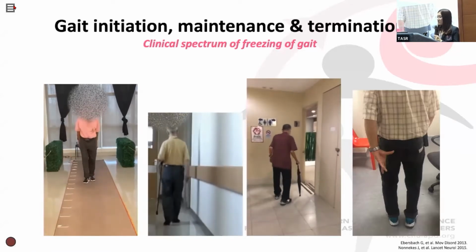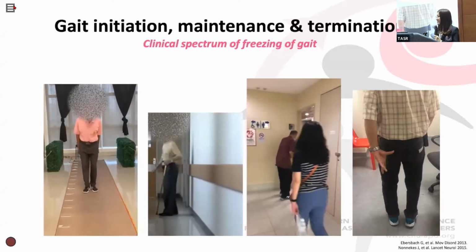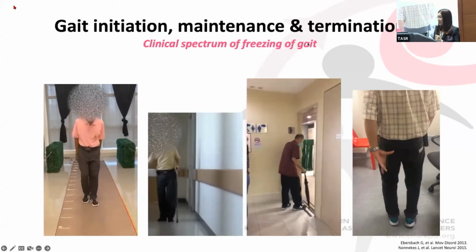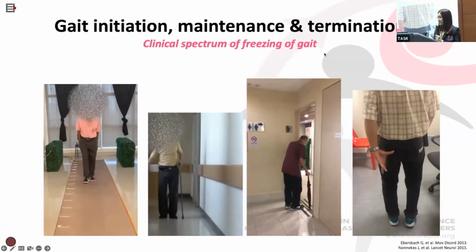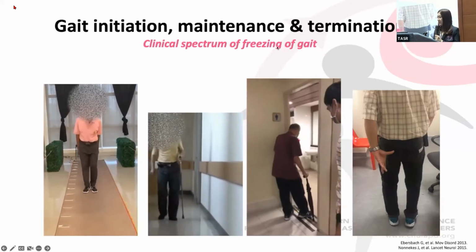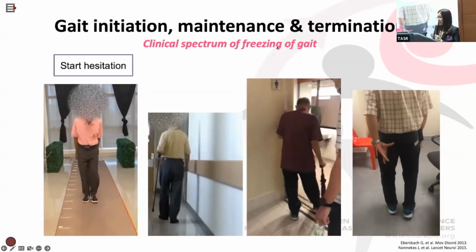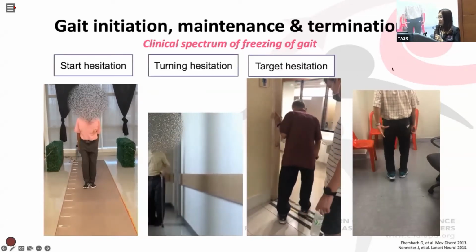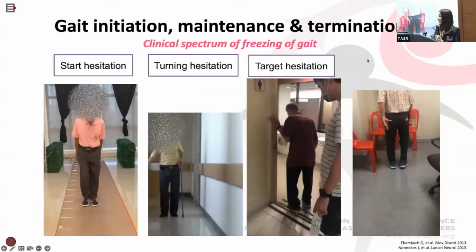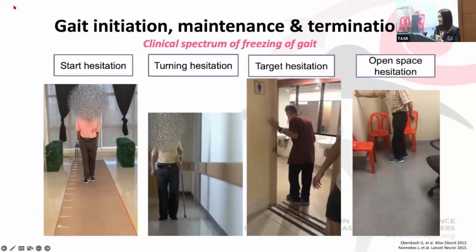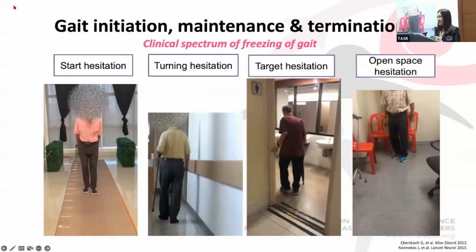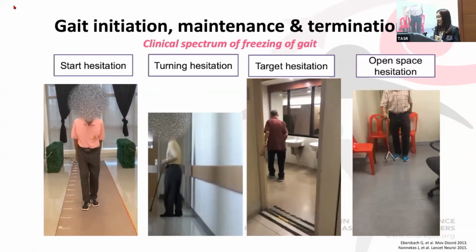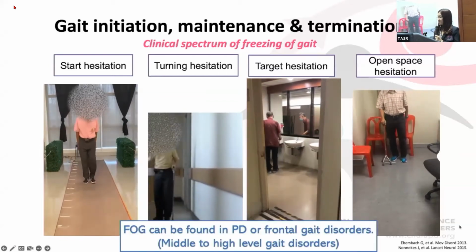It doesn't occur all the time and has various clinical manifestations, depending on the provoking situation, like when patients are at the start, turning, approaching the target, or, in severe patients, freezing can occur when they walk in an open space. This spectrum of presentations can be found in PD or frontal gait disorders.